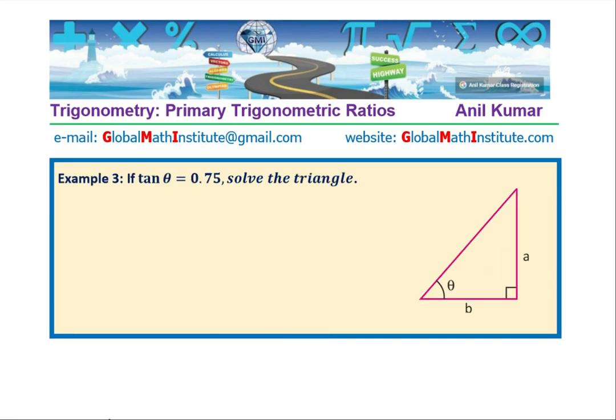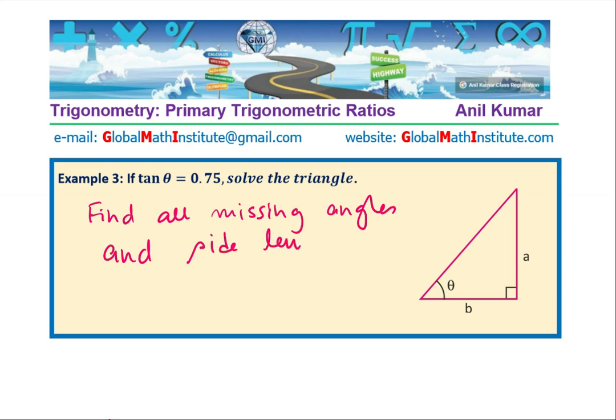Question 3. You're given tan theta equals 0.5, solve the triangle. When we say solve the triangle, then find all missing angles and side lengths. Make sense, right? So do that. It's a slightly difficult question, but I hope you get it, right? Otherwise, you can definitely write to my email. We are going to take these questions up soon.